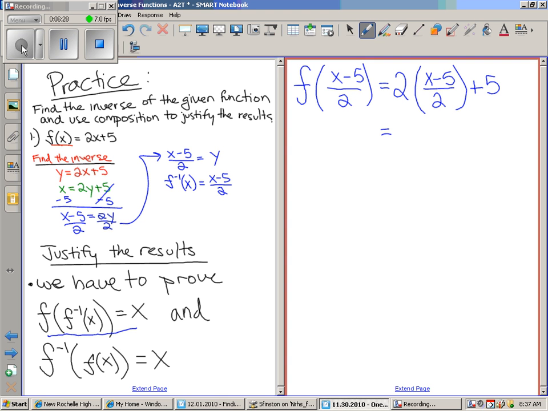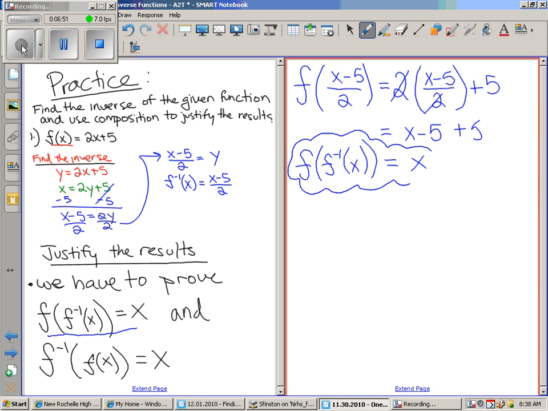So let's simplify this. This 2 and this 2 cross off. You're just left with x minus 5 plus 5, which basically leaves us with x. So as it turns out, f of f inverse of x equals x. And that's the exact result that we were looking for.